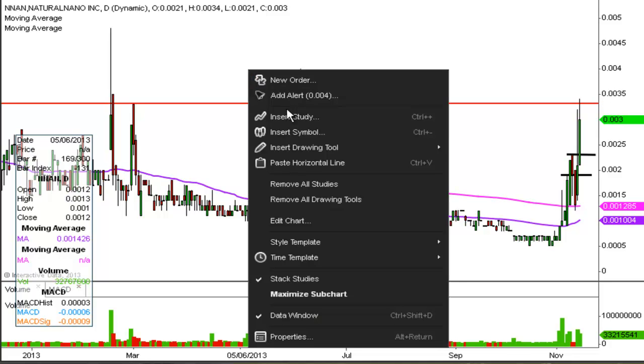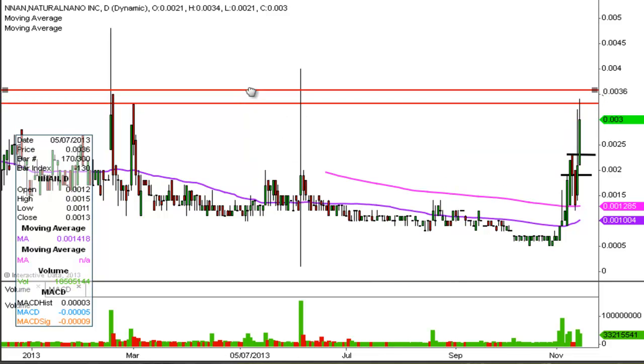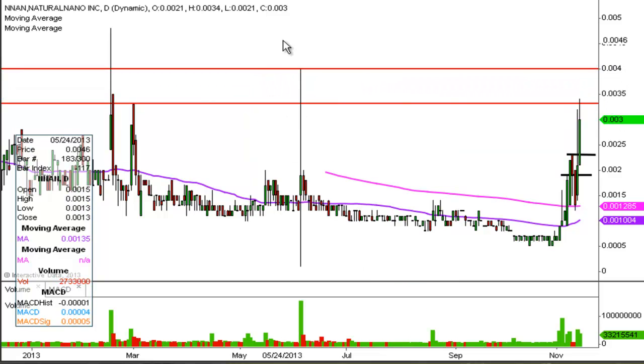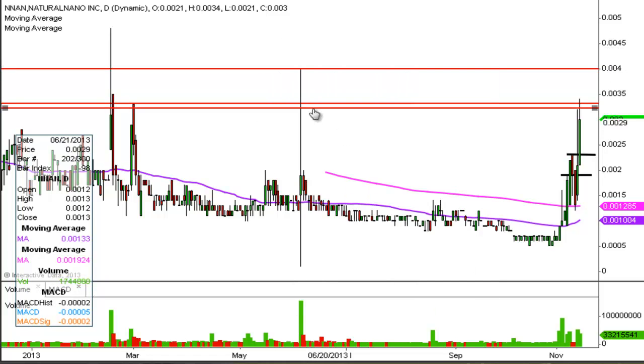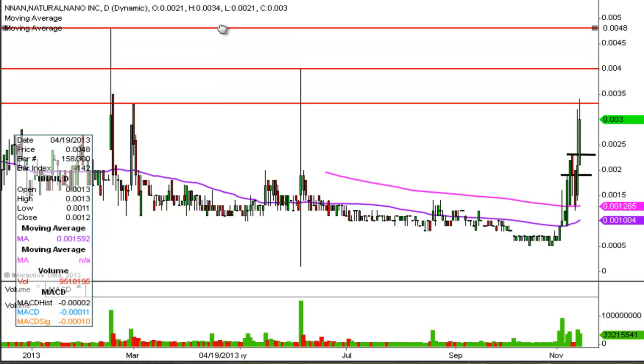The next one after that will be up here, not until 0.004. And then after that, the next one, not until way up there at, let's see here, 0.0048. So all sorts of potential, especially when we're talking about a stock that's trading for below a penny. The percentages add up that much quicker.